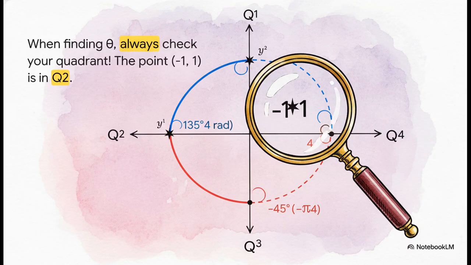Okay, pause. This right here is super, super important. It's the #1 place people trip up. When you calculate tan theta equals y over x, you get -1. Now, your calculator might spit out an answer like negative pi over 4. But wait, that angle is in quadrant 4. You have to look at your original point. Our x is -1 and our y is +1. Where's that on a map? That's quadrant 2. So you need to find the angle in quadrant 2 that has a tangent of -1. So always, always, always check your quadrant.